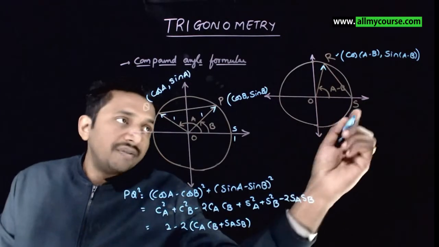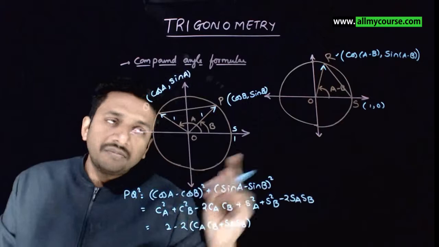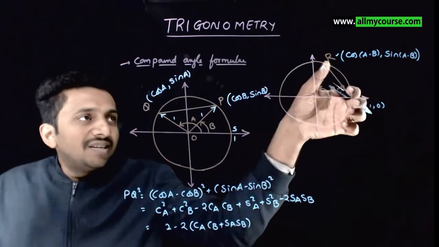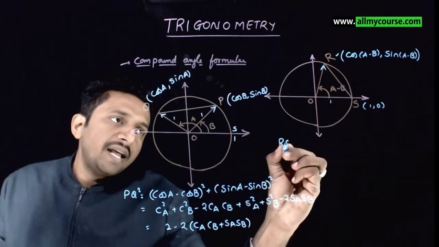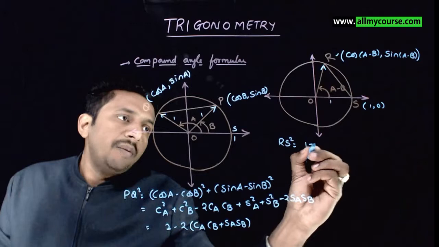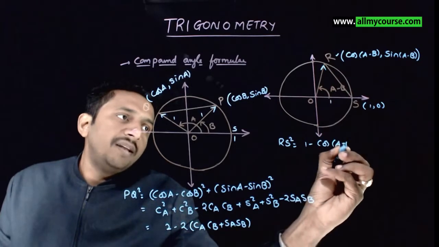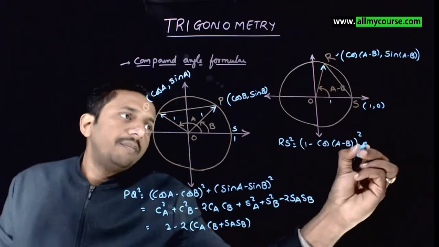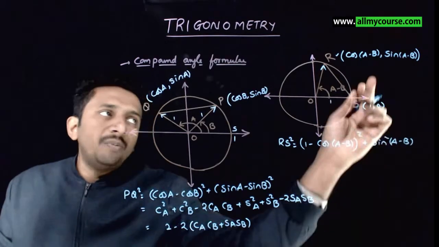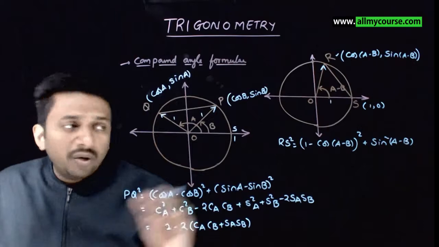And what are the coordinates of S? S is nothing but (1, 0), because this is on the x-axis and the radius is equal to 1. Now what is the distance RS? So RS square is equal to (1 minus cos(A minus B)) whole square plus (0 minus sin(A minus B)) whole square, that is sin square of (A minus B).